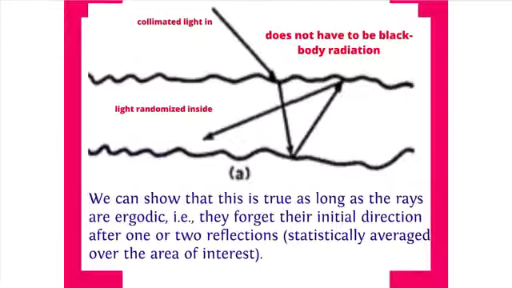Okay? Now, what happens is that if you have a little bit of randomness on these two surfaces, the light can get randomized in terms of its position and direction very, very quickly. It will reach this ergodic state. And we can prove this actually. And this does not have to be blackbody radiation. It can just be anything, just a non-blackbody. So we can show that this is true as long as the rays are ergodic. That is, they forget their initial direction after one or two reflections, statistically averaged over the area.